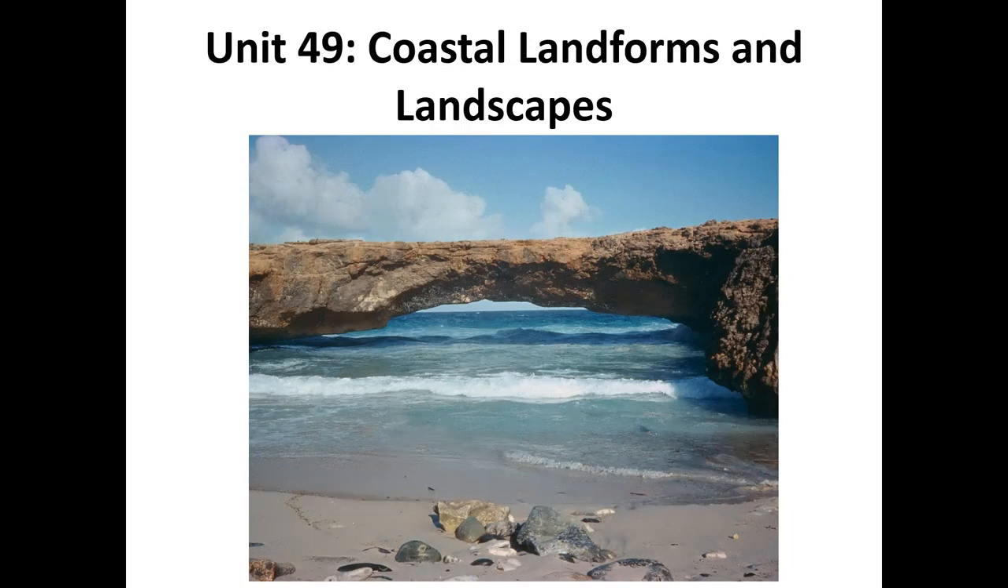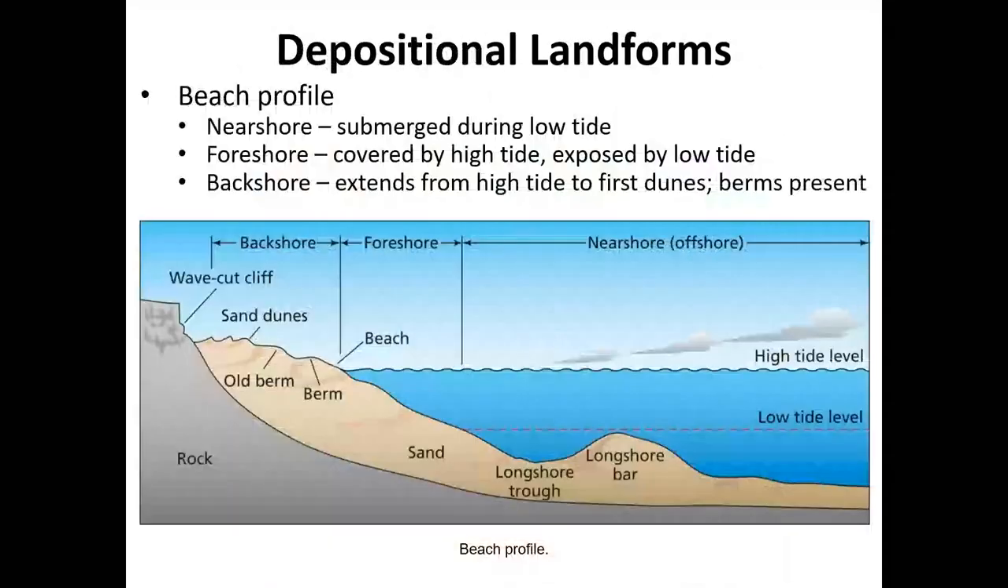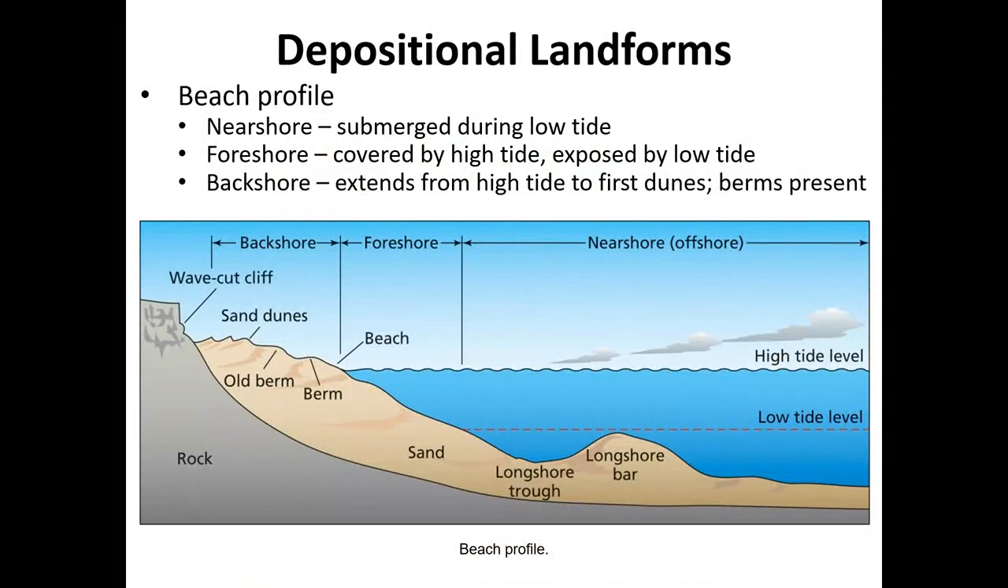Erosional means that the rock and the sand is being worn away. But you can have a coast that can be affected by erosion and deposition at the same time. So it's not always just one or the other. You can have a coast that has a little bit of both going on. And this here is a cross section of a typical beach profile.